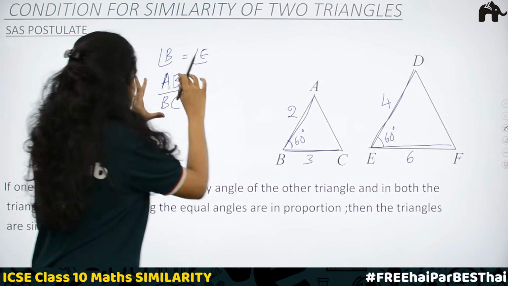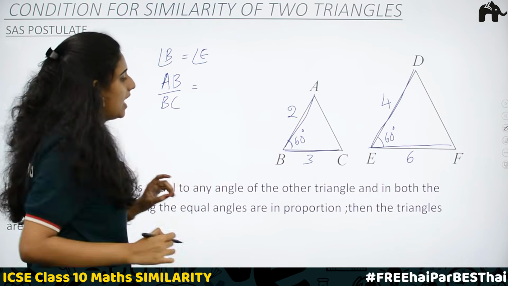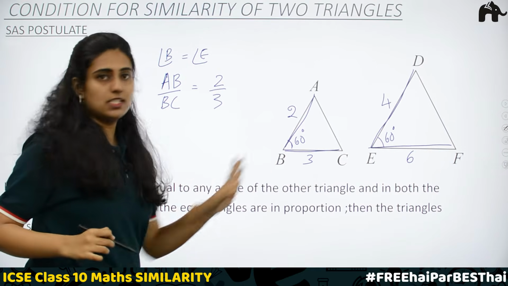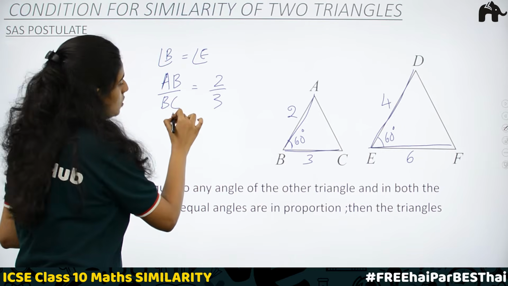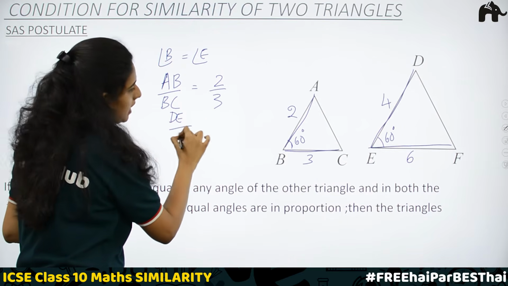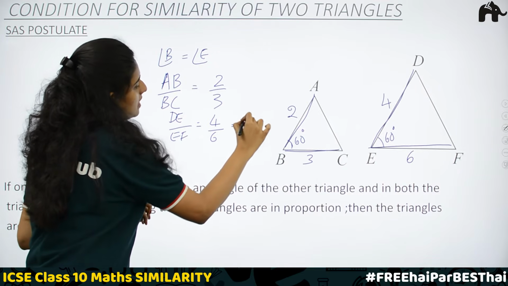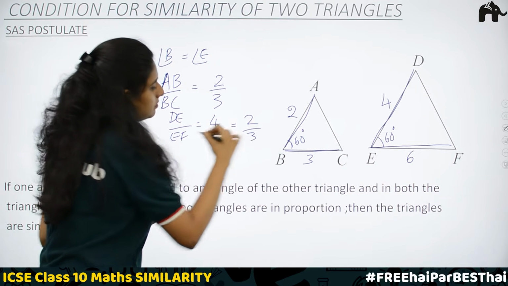Okay. When I take the ratio AB by BC, I get 2 divided by 3. AB is 2 and BC is 3. If I take the ratio DE by EF, what do I get? 4 by 6, and that is equal to 2 by 3.